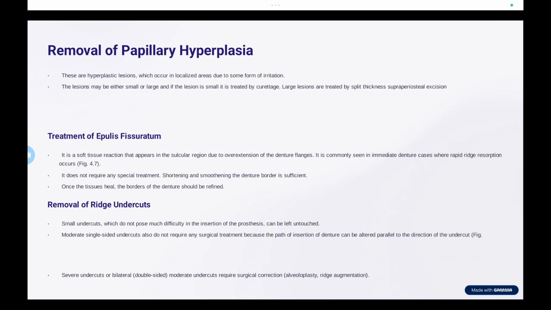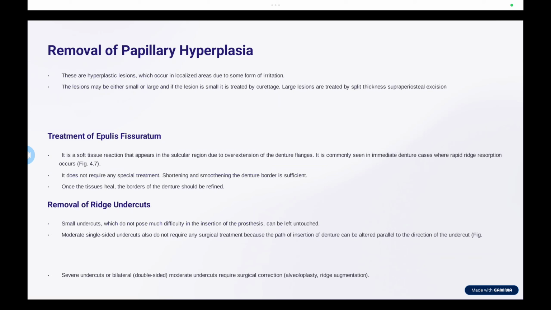Now it's removal of papillary hyperplasia. These are hyperplastic lesions which occur in a localized area due to some form of irritation. So the papillary hyperplasia or hyperplastic lesions occur due to regular and long time irritation. The lesions may be either small or large, and if the lesion is small, it is treated by curettage. Large lesions are treated by split thickness supraperiosteal excision.